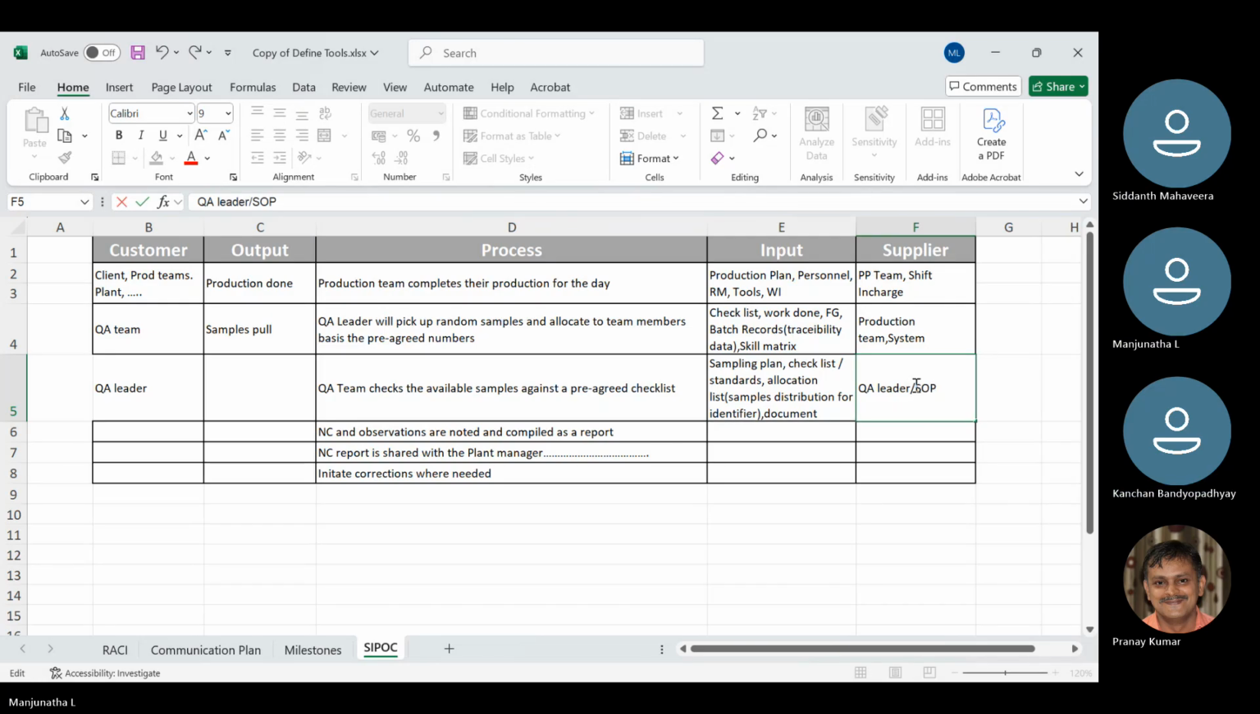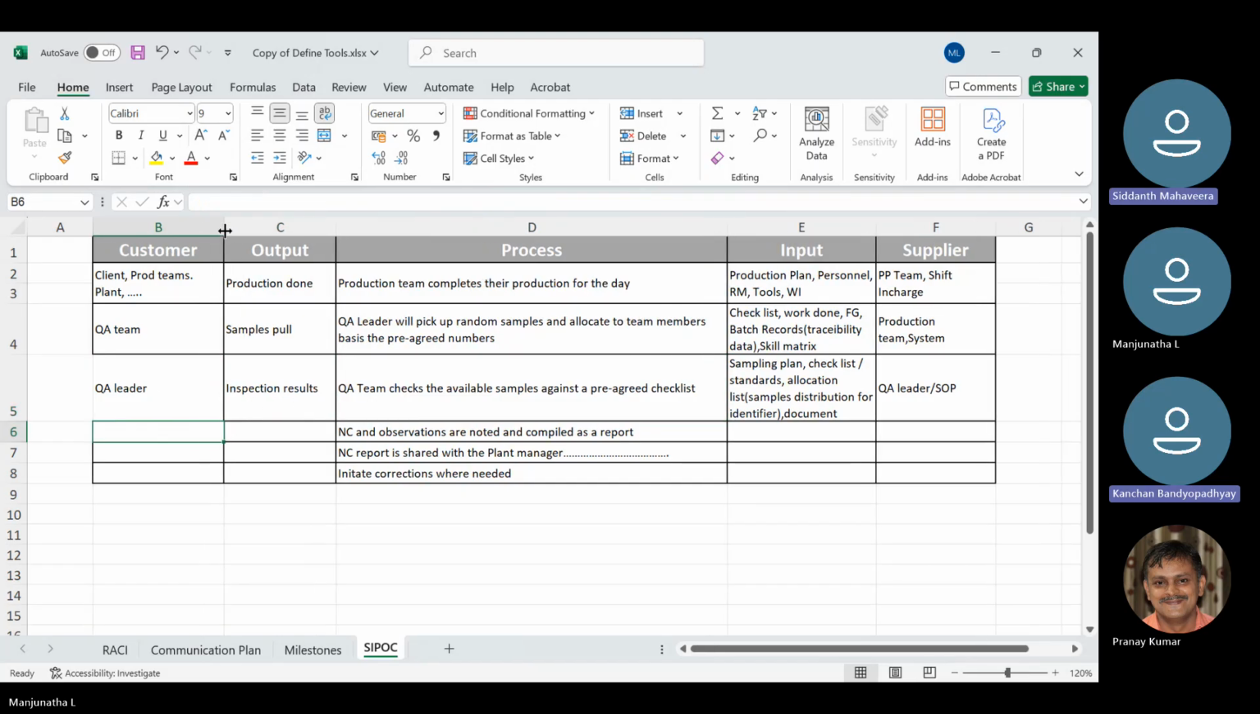And what would be the supplier's output? The findings from the checklist, the observations, will be the output. So it would be the observations, the inspection results. Inspection results, so basically it's the findings, or the observations and the findings. The same thing, the results from the inspections. I think both are the same. Let's keep it simple: inspection results.